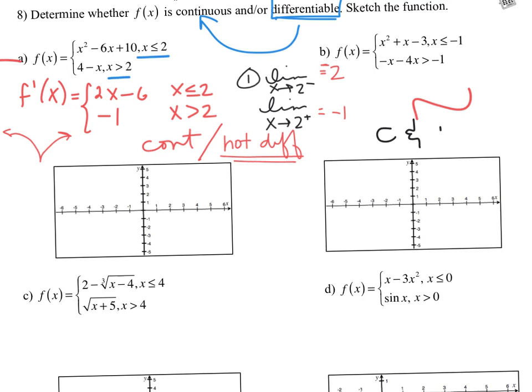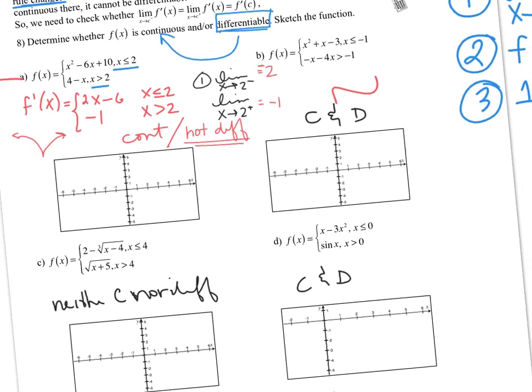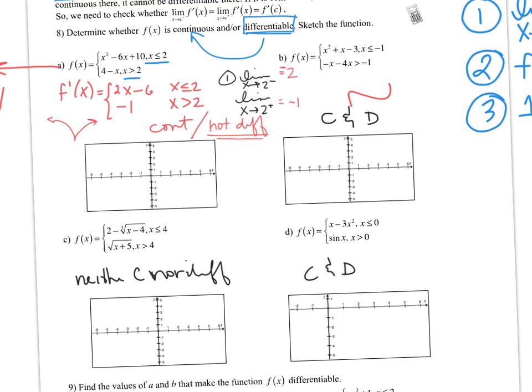This one is continuous and differentiable. C is neither continuous nor differentiable, so it's not continuous and it's not differentiable. And D is continuous and differentiable. So try them and be prepared to ask questions on any that you attempted and did not get these answers on.